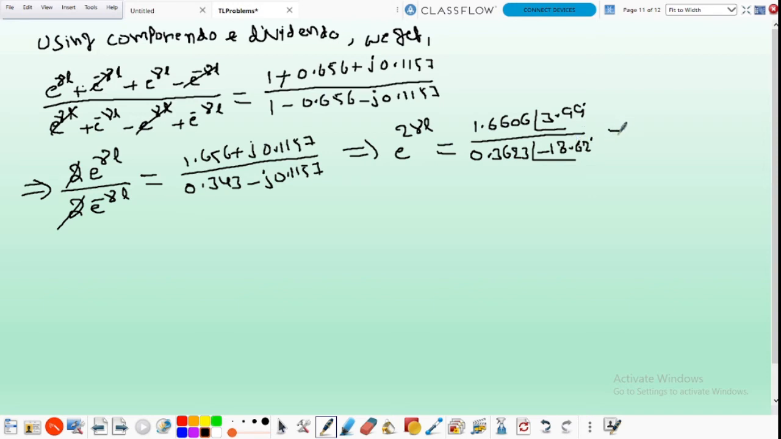So that is equal, on the RHS, to 1.66 divided by 0.36, which is 4.583. The denominator phase angle is coming to the numerator. We have plus 18.6 degrees, 3.99 plus 18.62 degrees, which is 22.61 degrees.